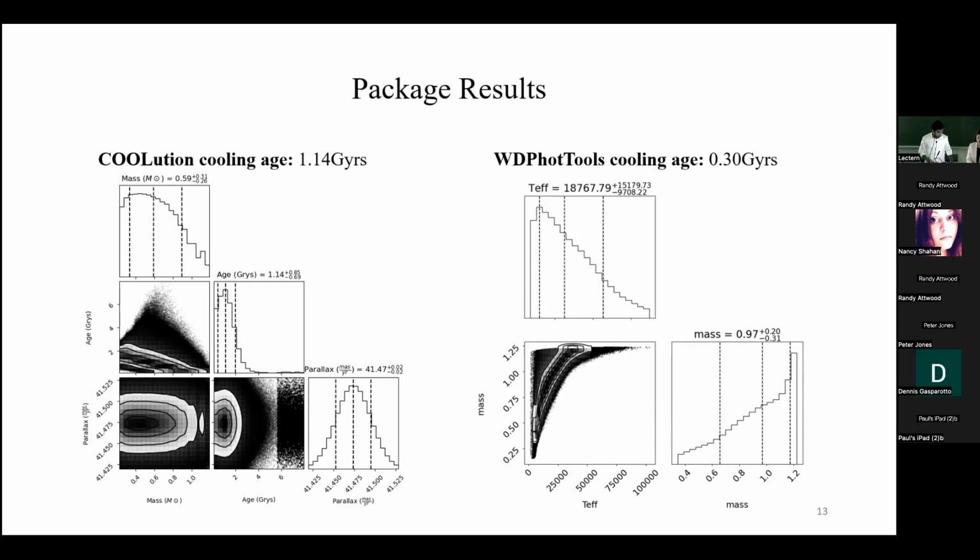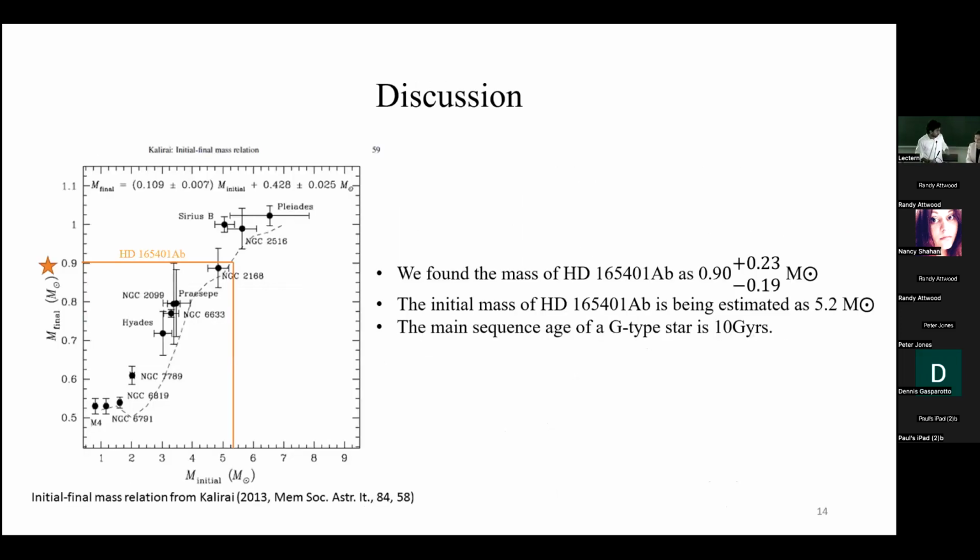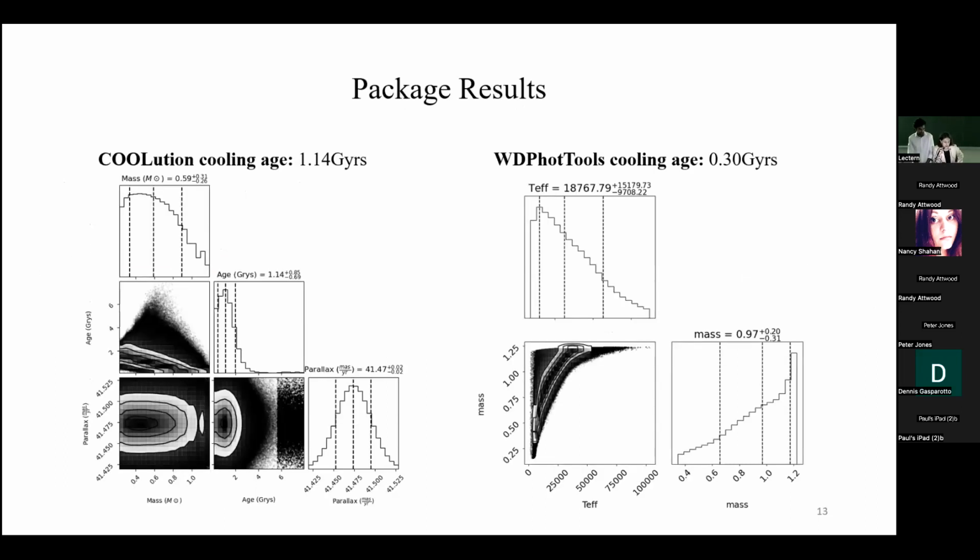And now moving forward, Sebastian will talk a little bit more about what this actually means. Yeah, so the cooling age that we got from COLLUSION was 1.14 gigayears, meaning it's been 1.14 gigayears since the star became a white dwarf. And the same thing for WD Photools.